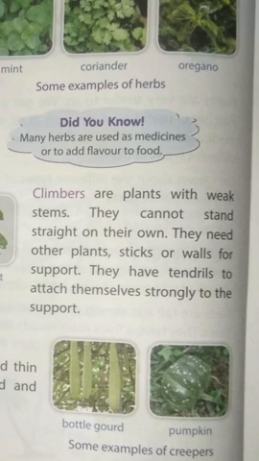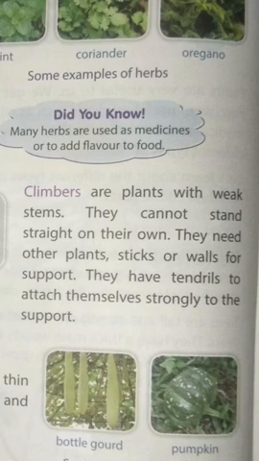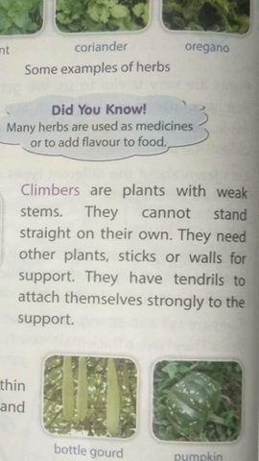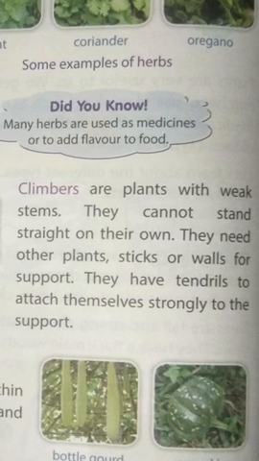Already trees, shrubs and herbs complete. Next type of plants, climbers. Climbers are plants with weak stems. They cannot stand straight on their own. They need support to grow. They need other plants or sticks or walls for support to grow. They have tendrils to attach themselves strongly to the support.